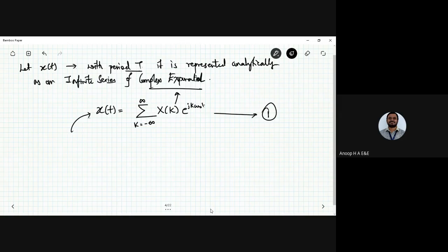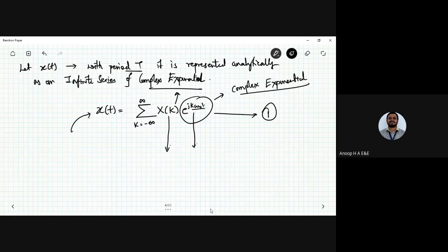So I have the continuous time signal x of t, and I represent it by the sum over k equals minus infinity to plus infinity of x of k e power j k omega naught t. This is the complex exponential. Now you would be wondering how x of k is represented. This x of k refers to the complex Fourier coefficient.